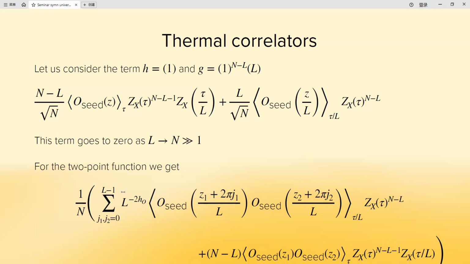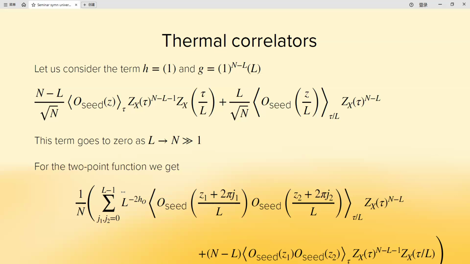There are n minus L instances where my seed insertion is on one of the trivial cycles of G. In those cases, I just have my seed insertion on the torus with modular parameter tau, and the length L cycle just shows up as a partition function. And then there are L other contributions where my seed insertion is inserted in the non-trivial cycle. This non-trivial cycle is evaluated on a torus with modular parameter tau over L. And these two terms both go to 0 as I take L and n to be large.